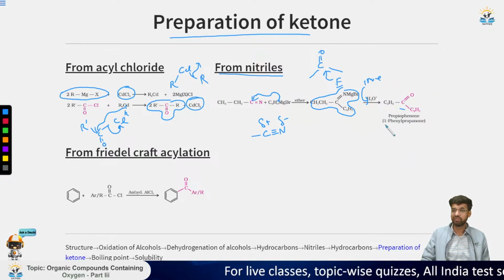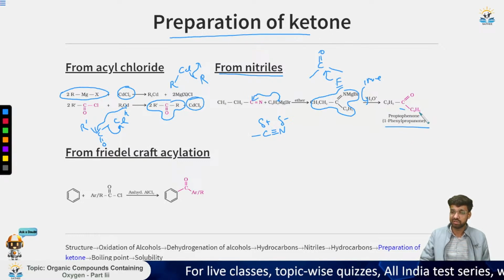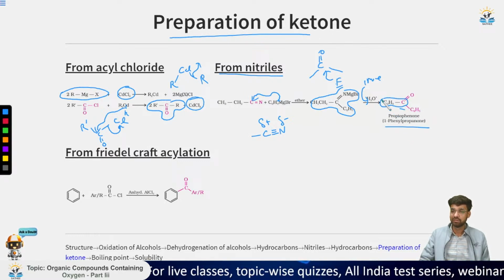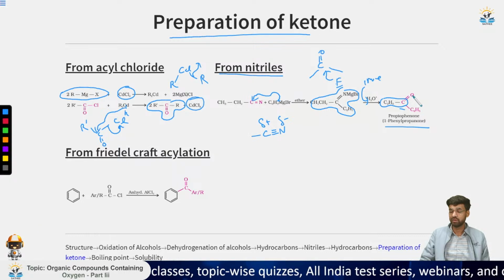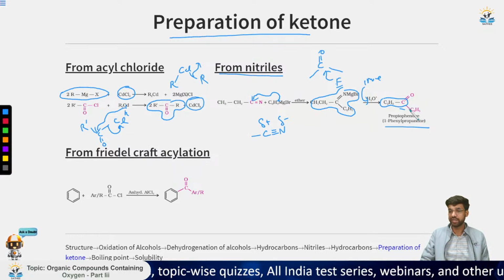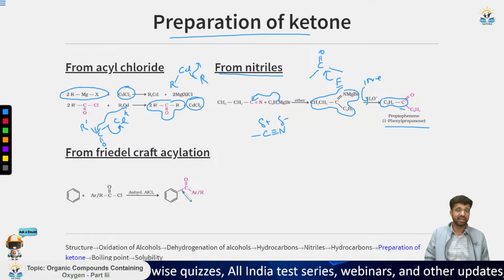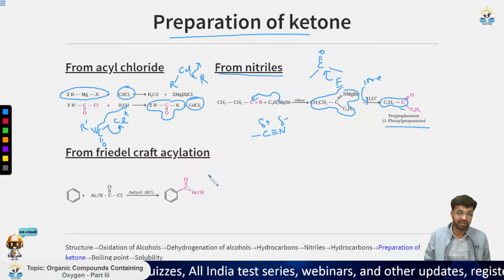So this is 1-phenylpropanone, because this is a propane chain here, and it is propanone because the carbonyl is attached here, and at the first position we have this phenyl group. Then again we can use a simple reaction, that is Friedel-Crafts acylation.